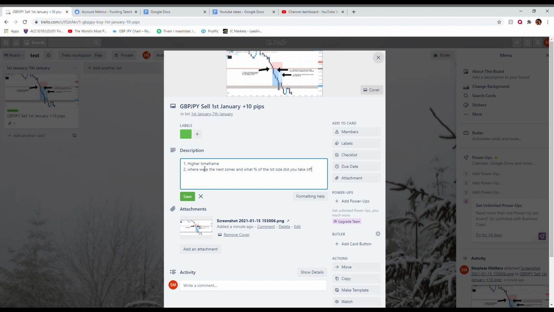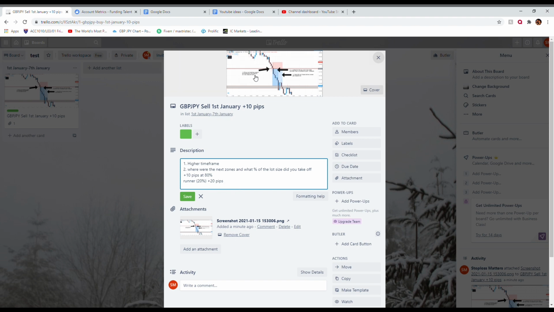So for example, at the start you got to 10 pips at 80% lot, 80%, and then the runner, which is like 20%, was plus 20 pips, or break even or whatever. You basically talk about this and why it went to 20 pips, why it was really good.